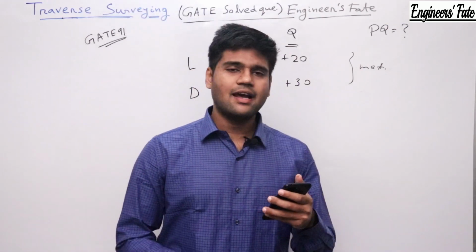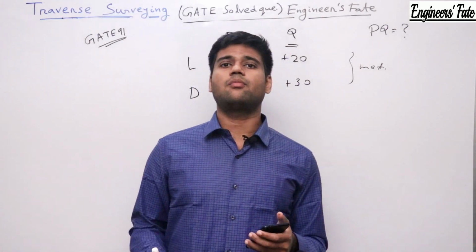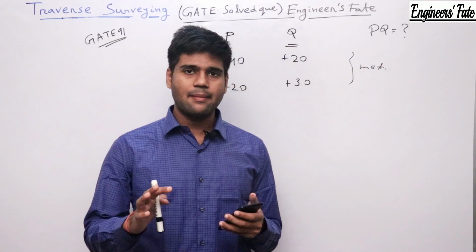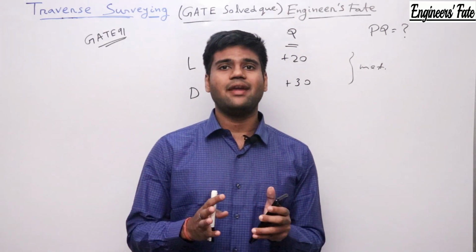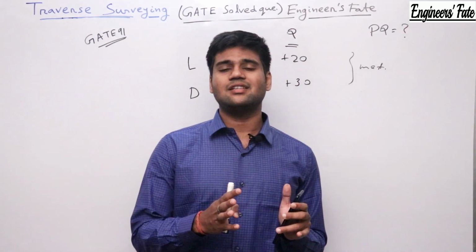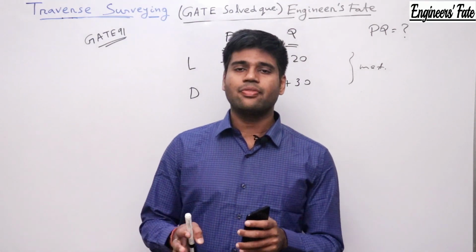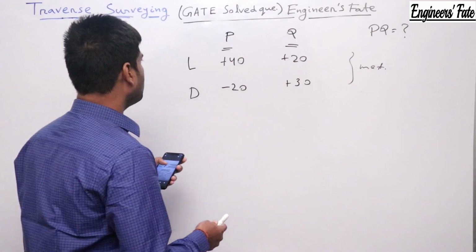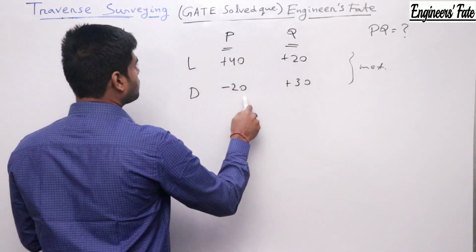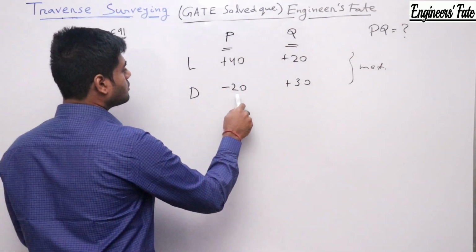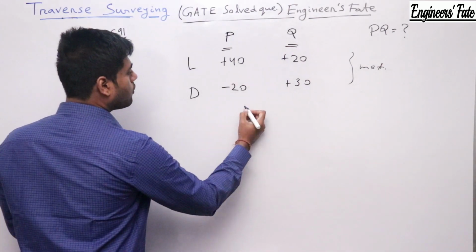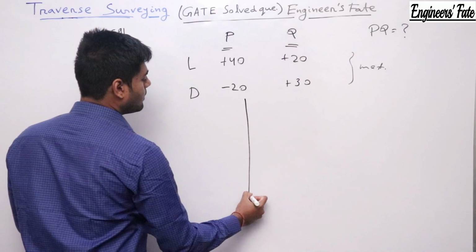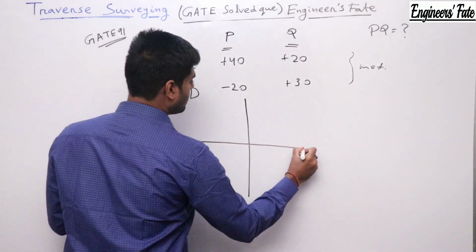In the question he has given 2 points P and Q, both located on a map, and he is asking us the distance between P and Q, means the length of PQ. He has given the latitude of P as well as Q, and he has also given the departure of P and Q. So how are you going to find the length of PQ?